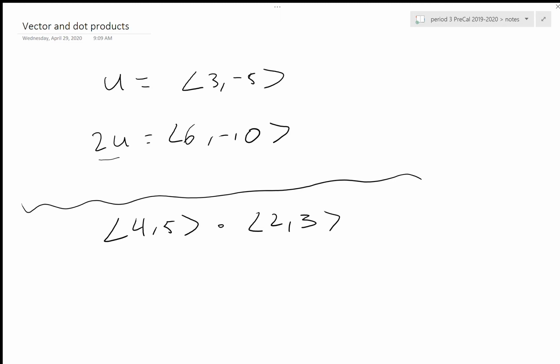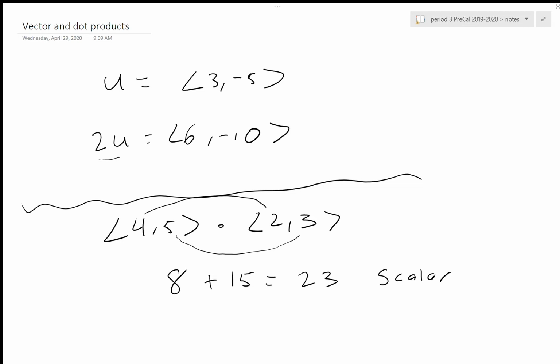So basically what you got to do is you're going to multiply these. 4 times 2, which is 8. But you have to add whatever this is, 5 times 3, which is 15. So the answer here would be 23. And this is called a scalar.